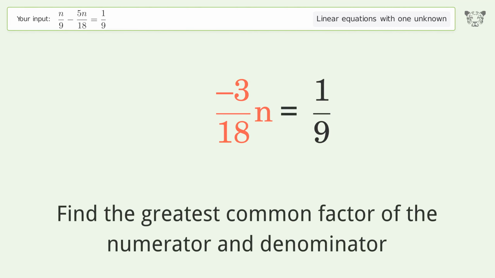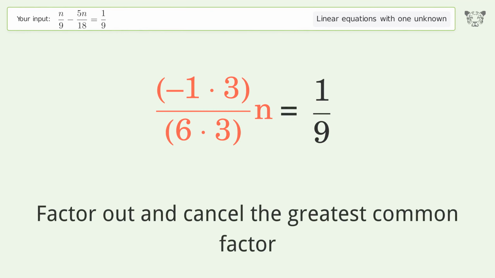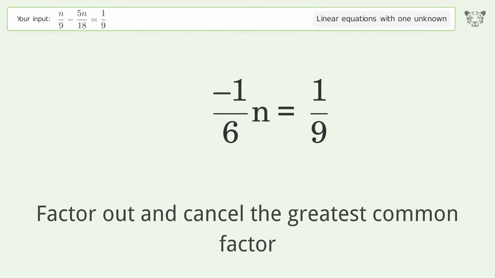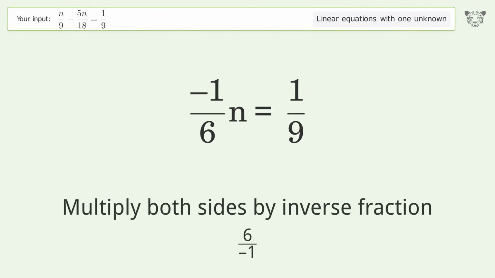Find the greatest common factor of the numerator and denominator. Factor out and cancel the greatest common factor. Isolate the n. Multiply both sides by inverse fraction 6/(-1).